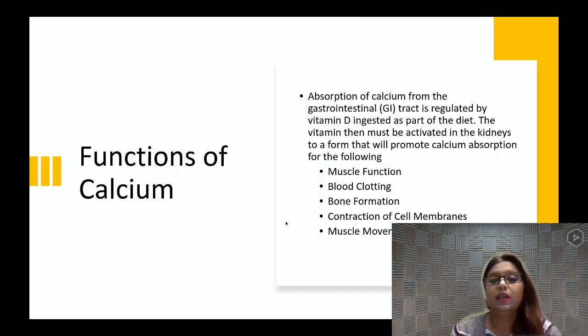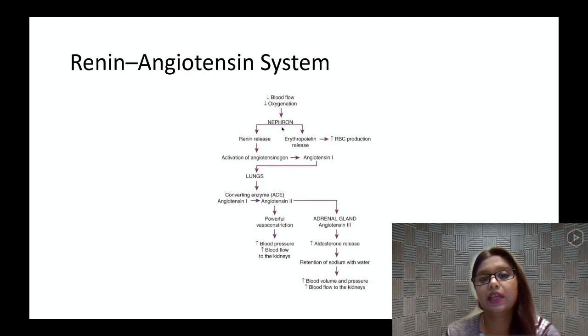Functions of calcium. What is the function of calcium? Function of calcium is muscles. So muscular contraction, blood clotting, bone formation, contraction of cells, technically muscles. When calcium passes, there are calcium channels that let calcium go inside the cell and cause the muscular contraction, and mostly muscle movement, okay? Angiotensin system, we just reviewed it from the book.